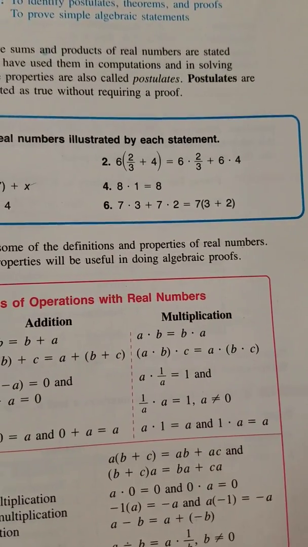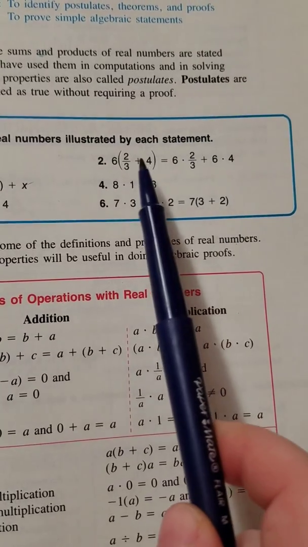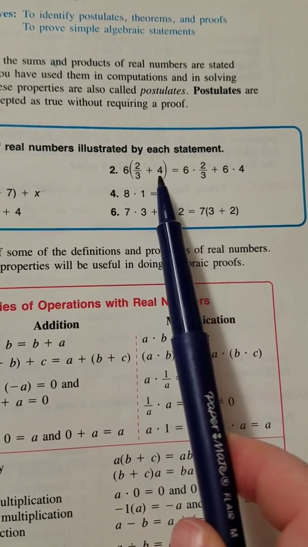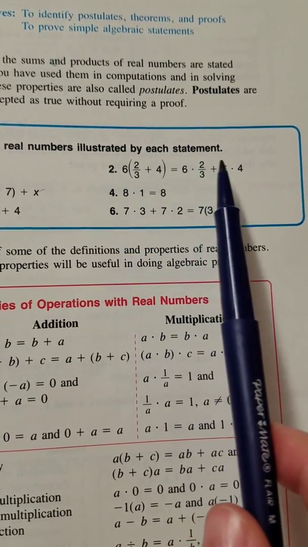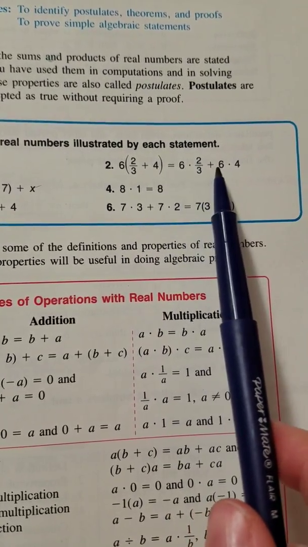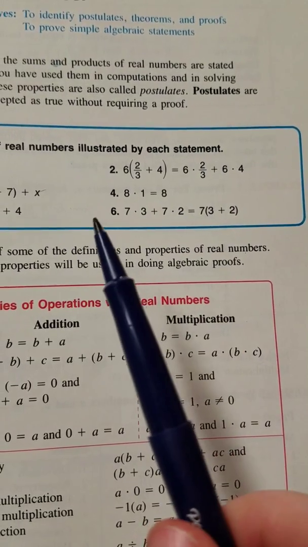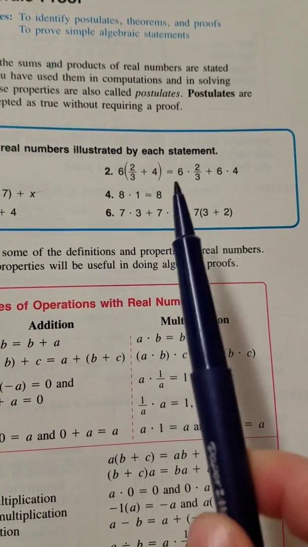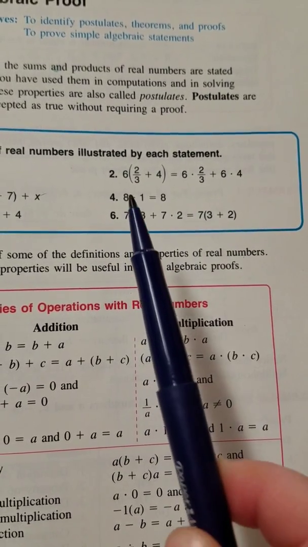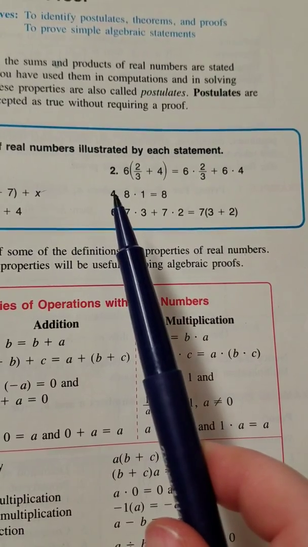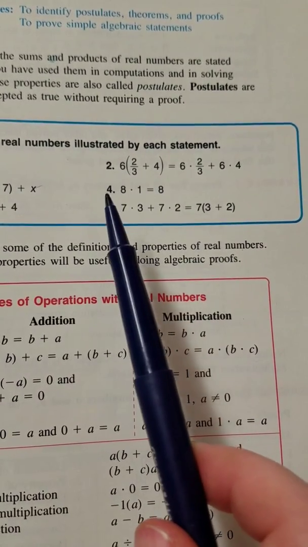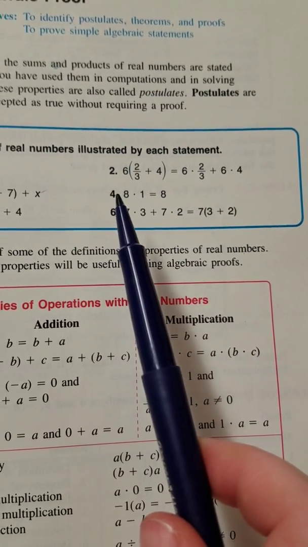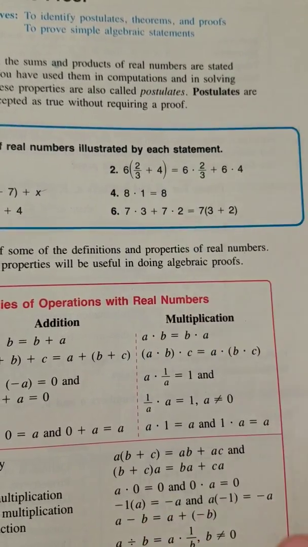Over here, looking on this side, up here you have the 6 on the outside and then the 2/3 plus 4 on the inside. And they distributed that 6 and gave 1 to each of those numbers. That's a distributive property. It doesn't have an "of multiplication" or "of addition" because it's both, so we don't say that for them. For number 4, it says 8 times 1 equals 8. What it started out as is what it ended up as. That's the identity property of multiplication because it's times 1.